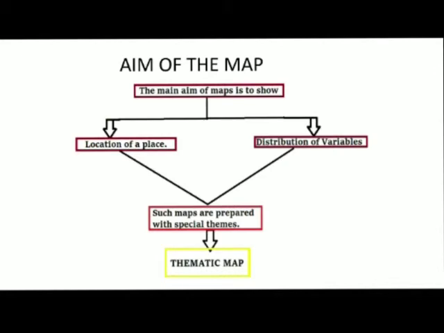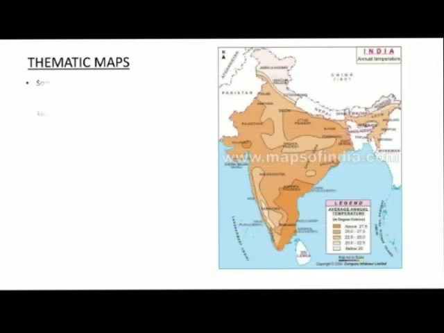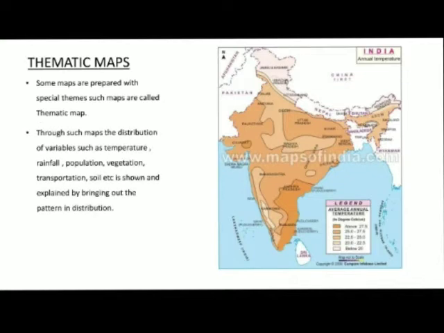What is the aim of the map? The main aim of the map is to show the location of a place and the distribution of variables. Some maps are prepared with a special theme, and such types of maps are called thematic maps. Through such maps, the distribution of variables such as temperature, rainfall, population, vegetation, transportation, soil, etc. is shown and explained by bringing out the pattern in distribution.